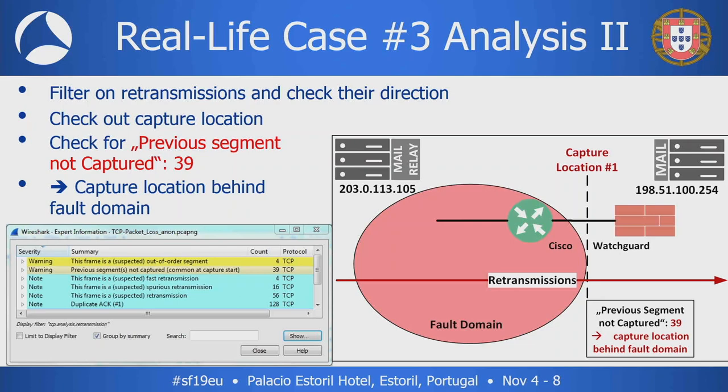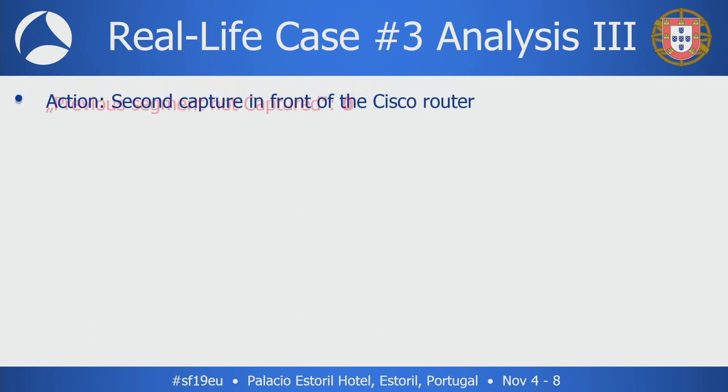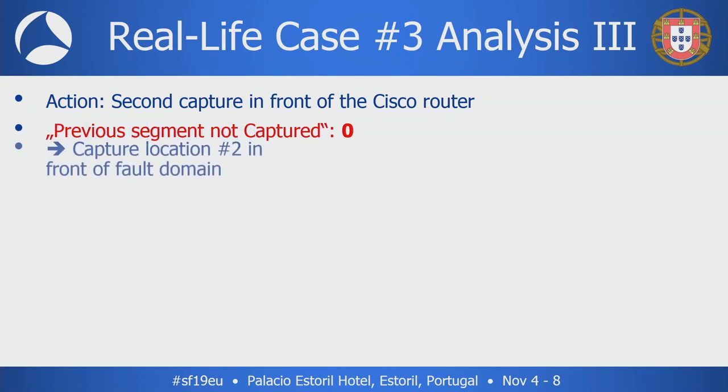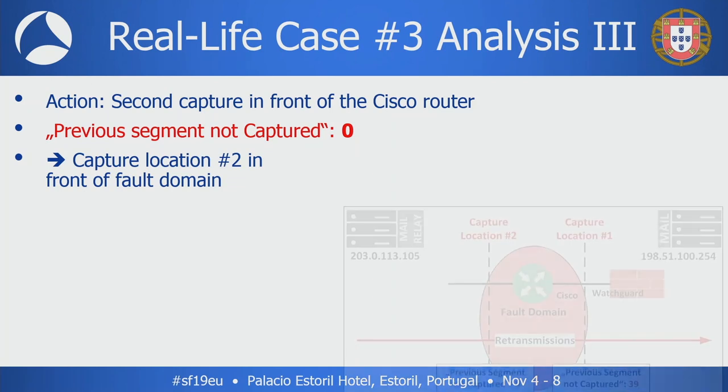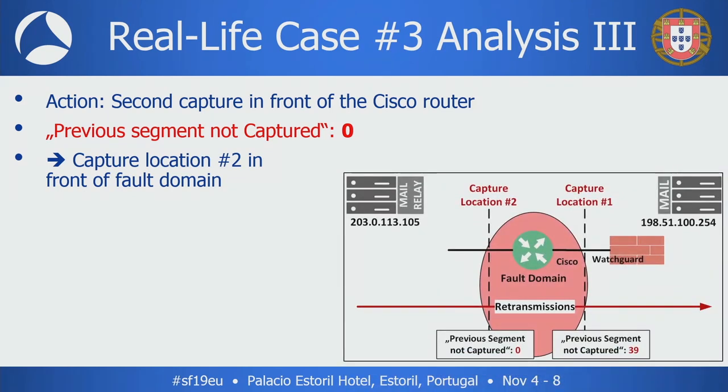We need to move in that direction and see how it goes. So they set up a second capture, and unfortunately I haven't got the PCAP. But after they did it, they still had packet loss like crazy. So the second capture had previous segment not captured, zero. That's kind of interesting. That means the second capture location was in front of the fault domain, the first one was behind. So this is how you can isolate it. Move your Wireshark capture location around in case of that kind of packet loss. And if this is behind and this is before, the fault domain was in between.